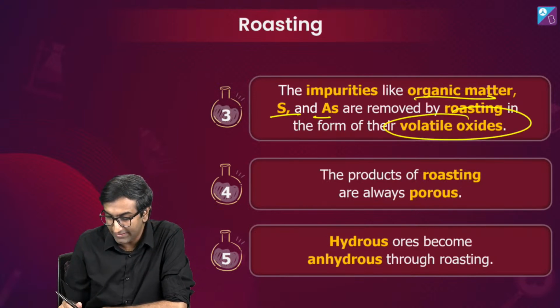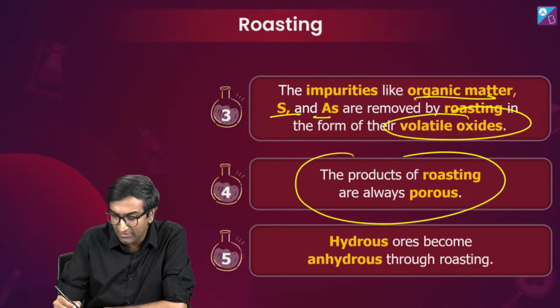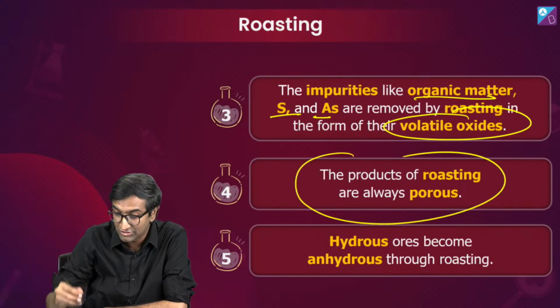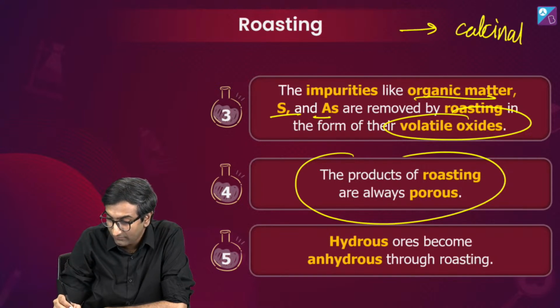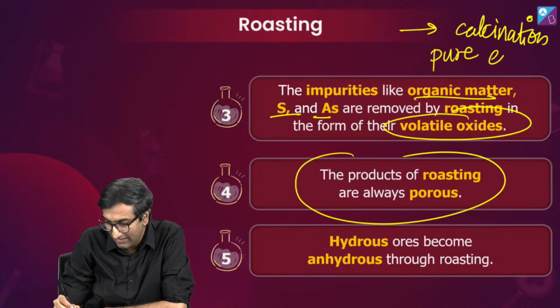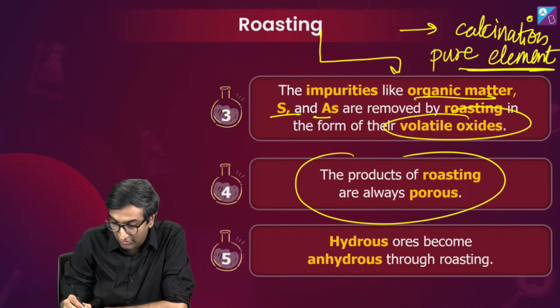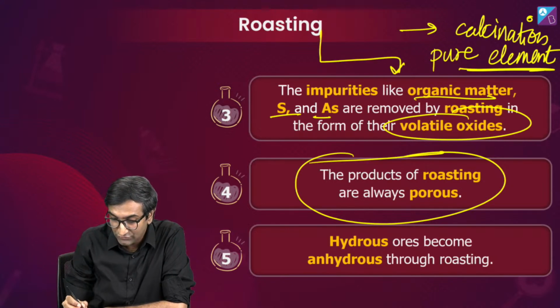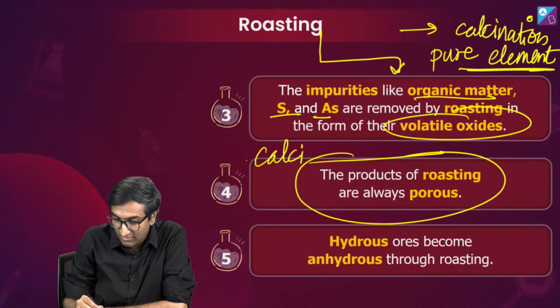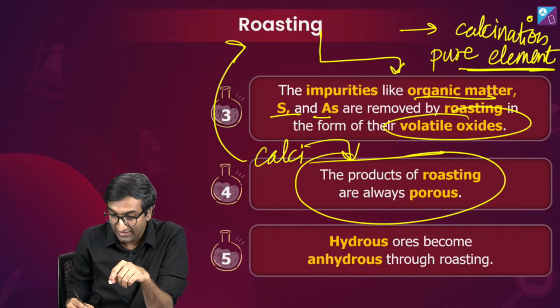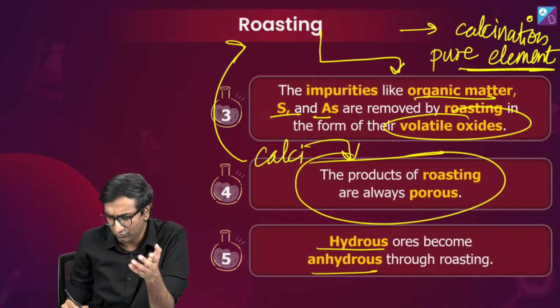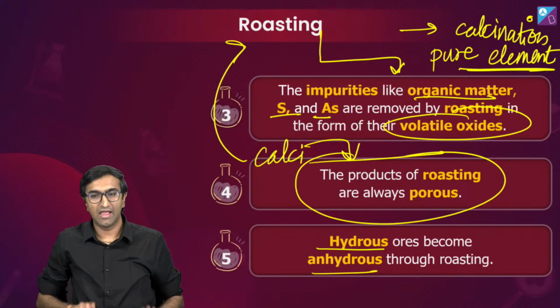like as volatile oxides. And again, this is similar to calcination. But let me point out a difference as well. In calcination, what was coming out was the pure element, because there was no air. But in roasting, you have oxides. That's the difference. What's common is that both in calcination and in roasting, what you get in the end is porous. Okay? And the hydrous ores become anhydrous through roasting, which is the same as calcination. Okay.